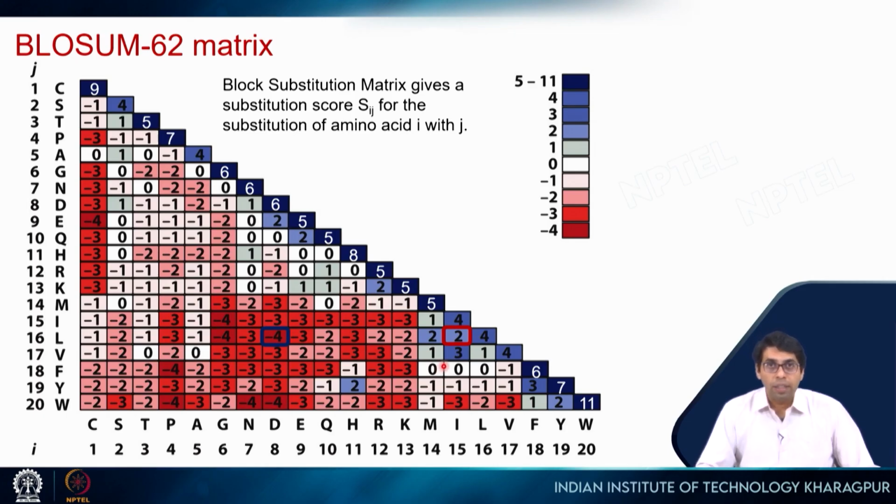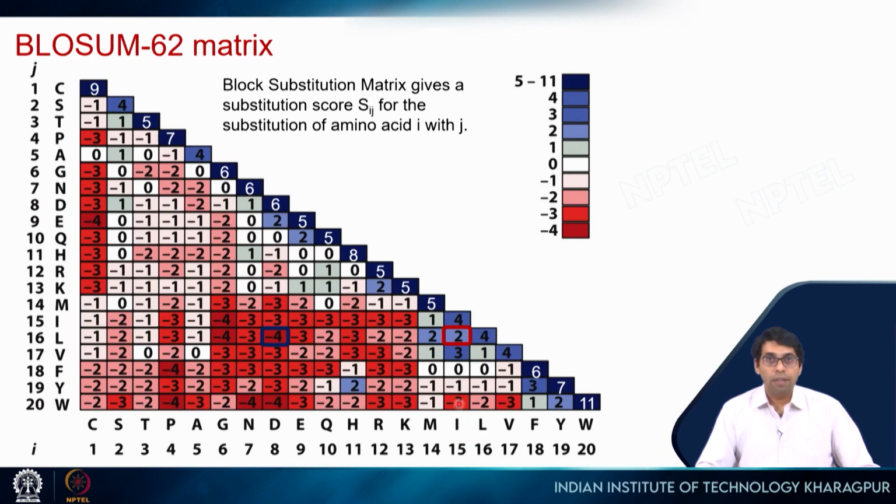On the other hand, you see this is 3. So, valine to isoleucine. Both are hydrophobic side chains, both have methyl groups as their side chains. So, substitution of an isoleucine with valine or substitution of a valine with an isoleucine is seen more often than you would expect by random chance. So, that is what this positive number signifies.